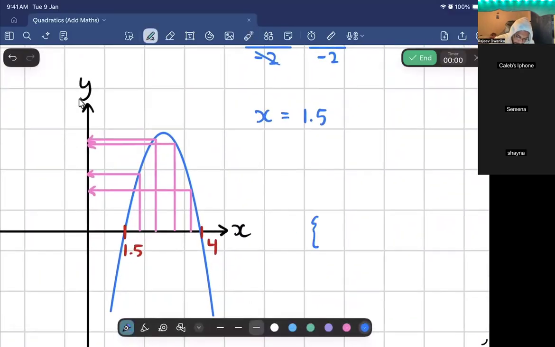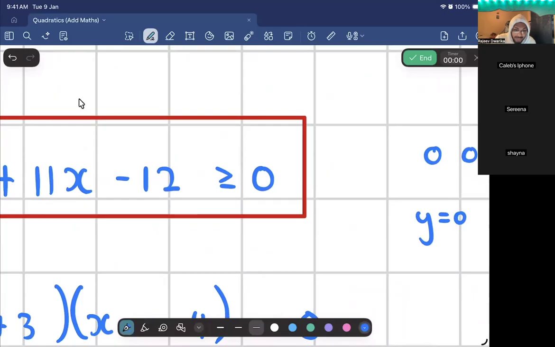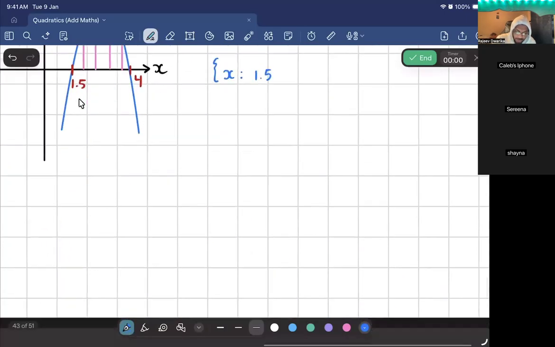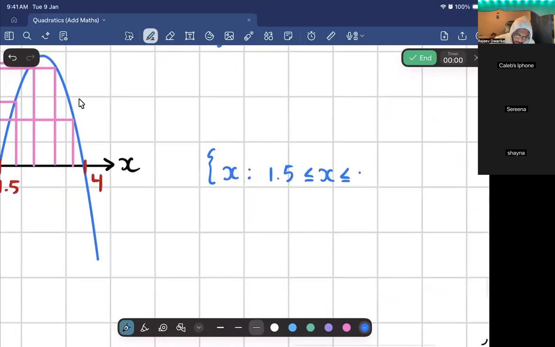I'm going to say x is such that it is in between 1.5 and 4. Now, since they wanted us to figure out more than or equal to, in my answer I'm going to put 1.5 is less than or equal to x is less than or equal to 4.